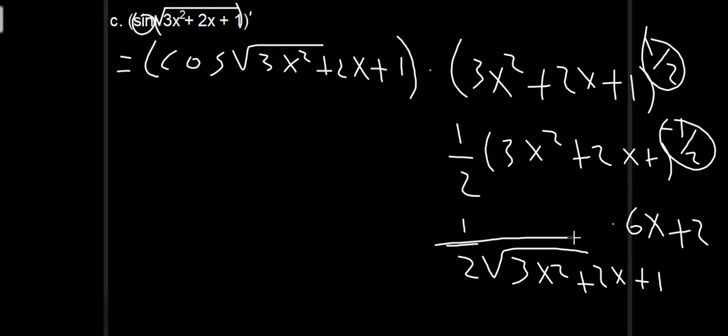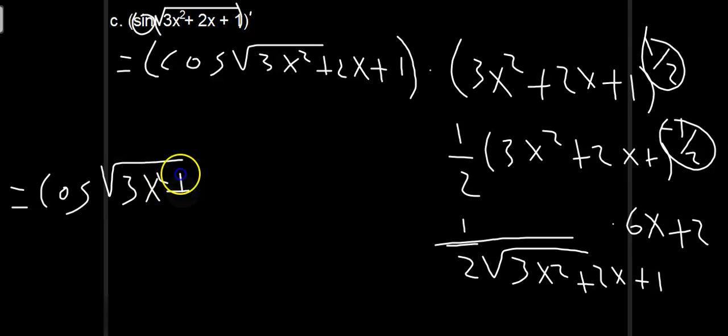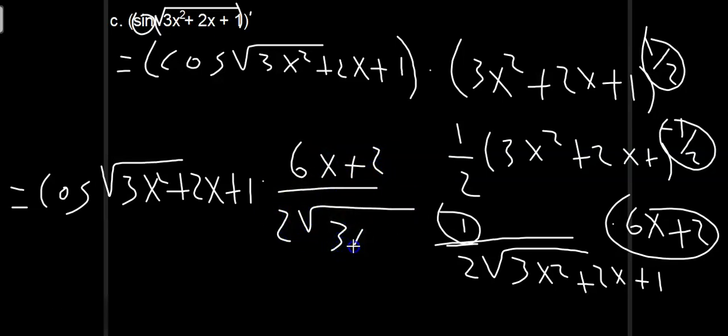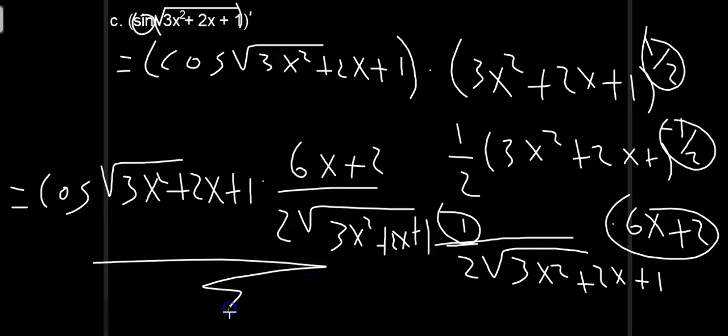So my last answer will be, let me just write it over here: cos the whole square root of 3x squared plus 2x plus 1, multiplied by 6x plus 2 the whole over 2 root 3x squared plus 2x plus 1. So this will be my last answer. This is all you have to do. You just derivate the thing that's found on the outside, in this case it was sine, and then work all the way to the inside.